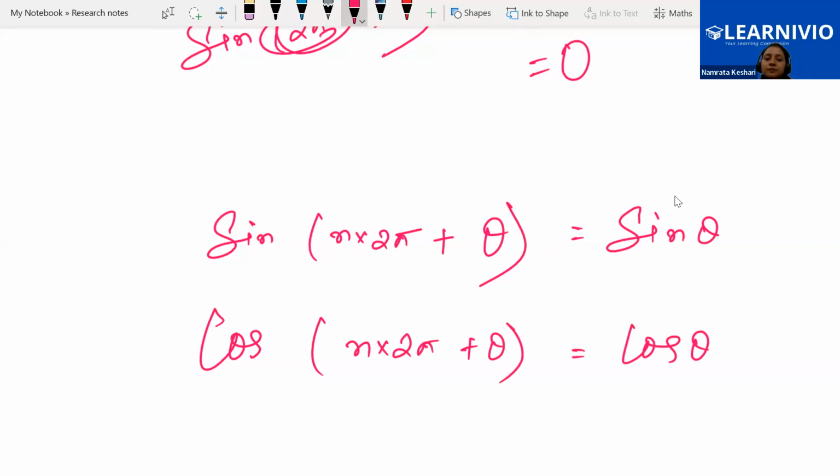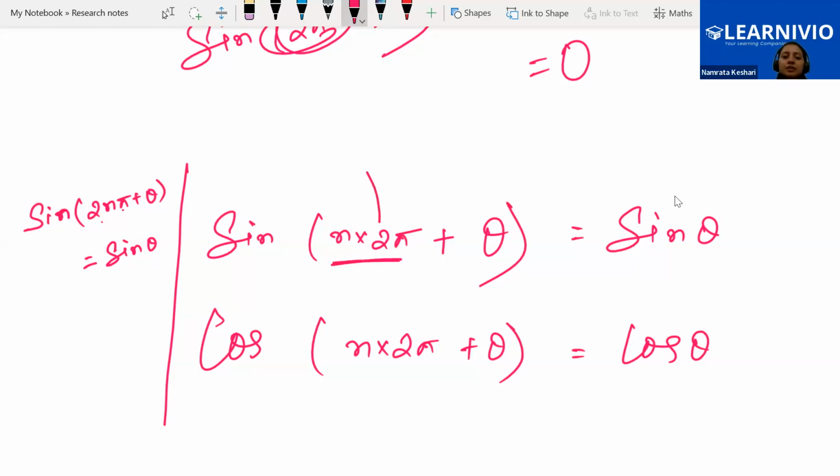Yes. Okay. If you understand this one, then don't get confused if it is written like this in your book or maybe somewhere, that 2n pi plus theta is nothing but sine theta. 2n pi means what? N times 2 pi. This can be written like this also. Okay, so this is the concept and it is written like this in your book.